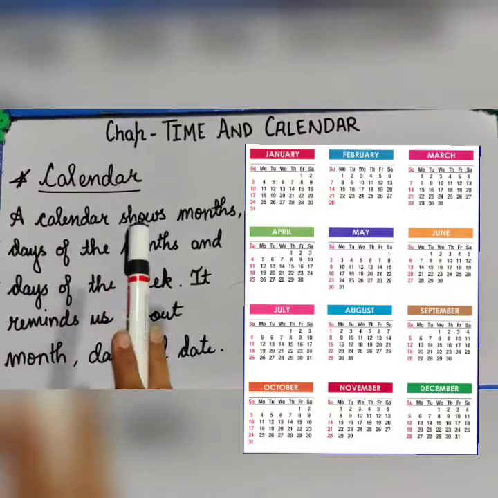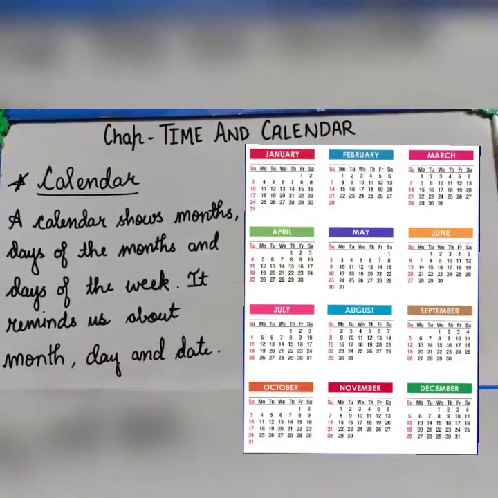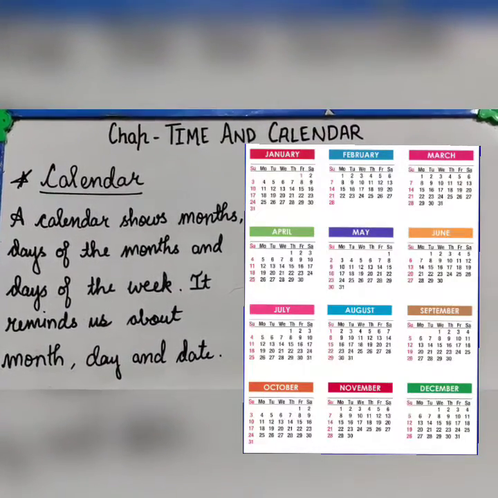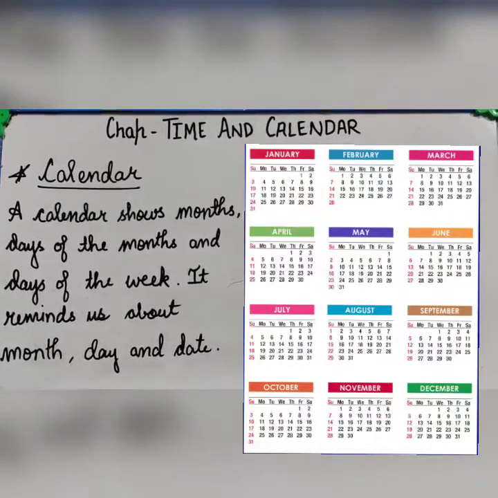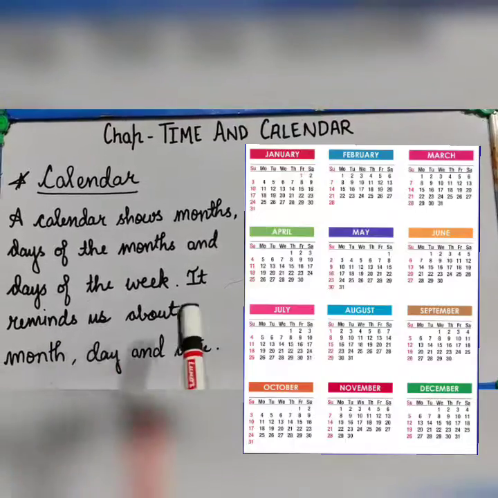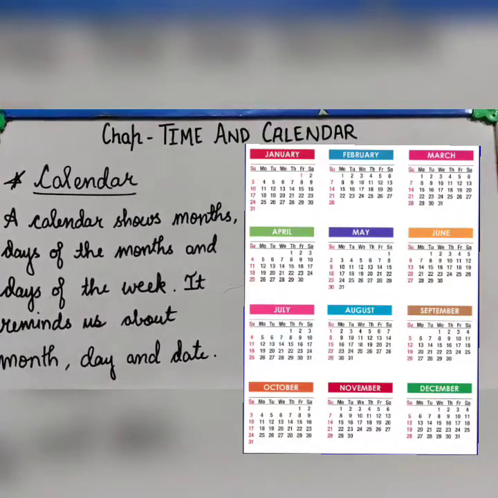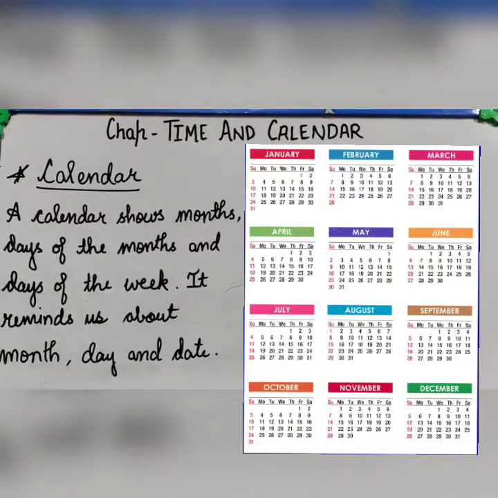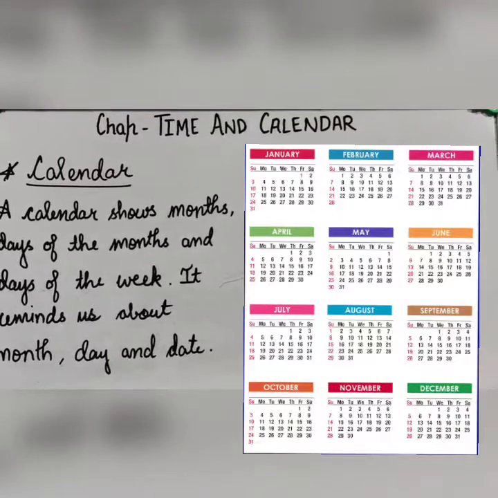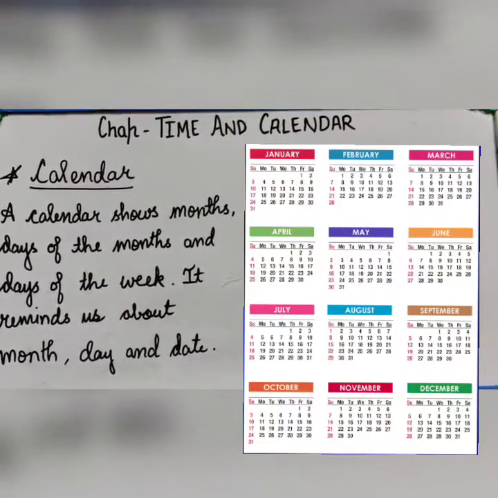A calendar shows months, days of the months and days of the week. As you can see in the picture, this is a calendar. It shows us about the months, days of the months and days of the week. It reminds us about months, day and date. So what does a calendar tell us? It tells us which month is going on, which day is today and what is the date today. This is the calendar.